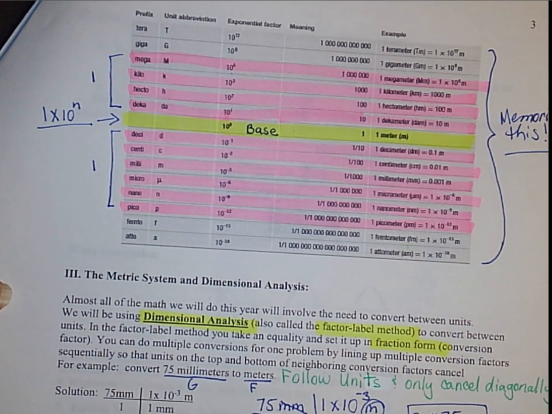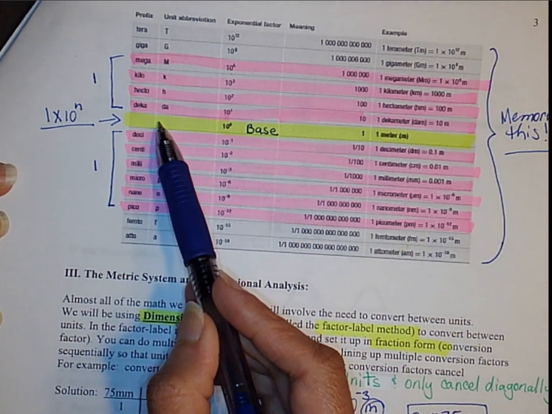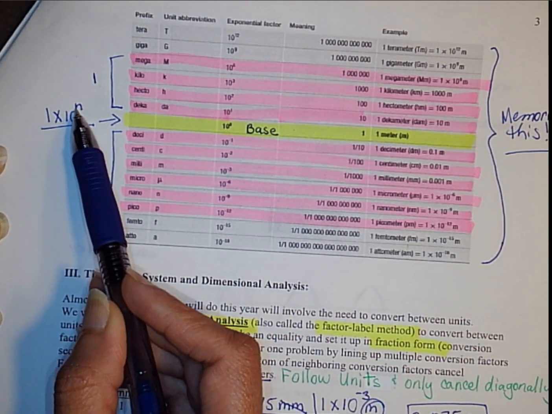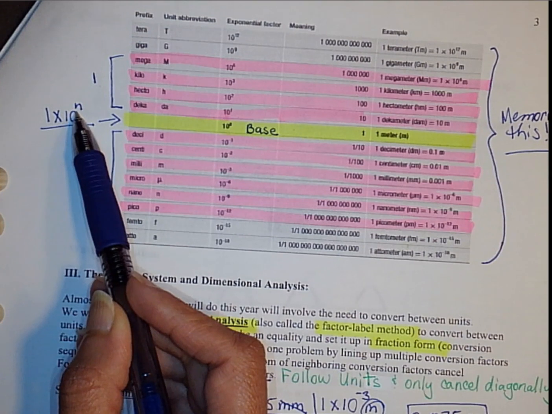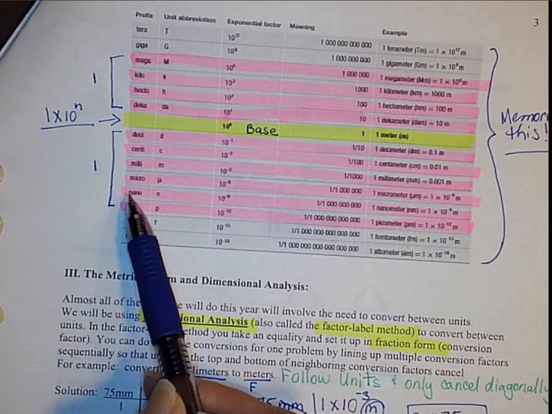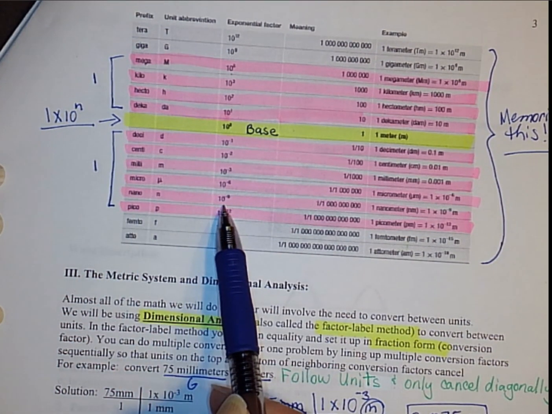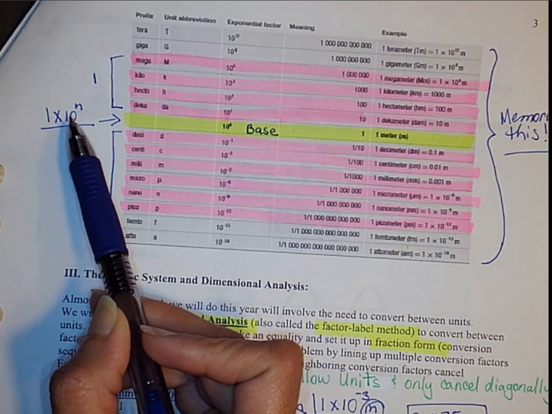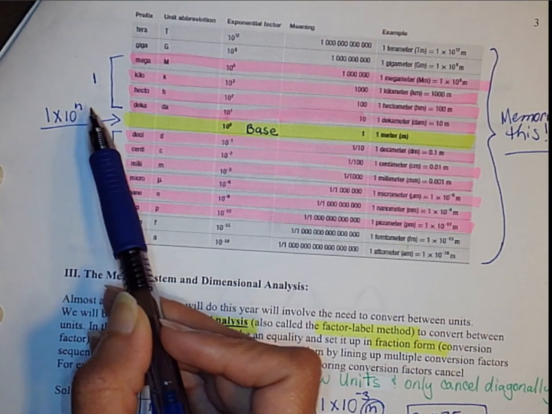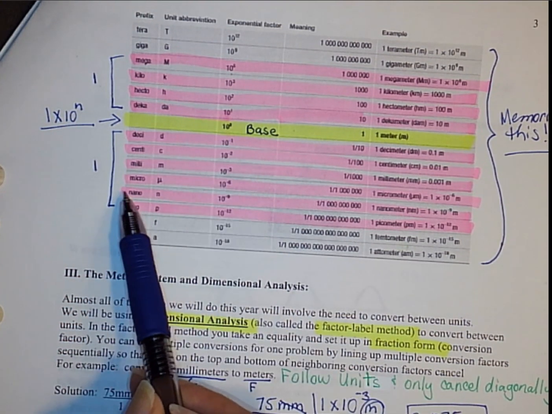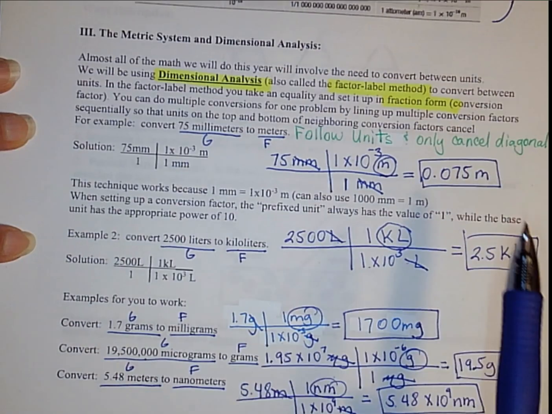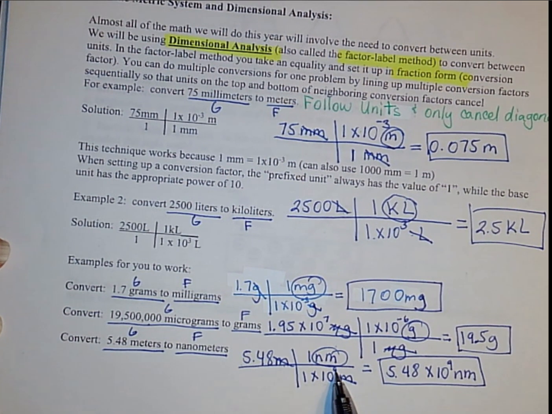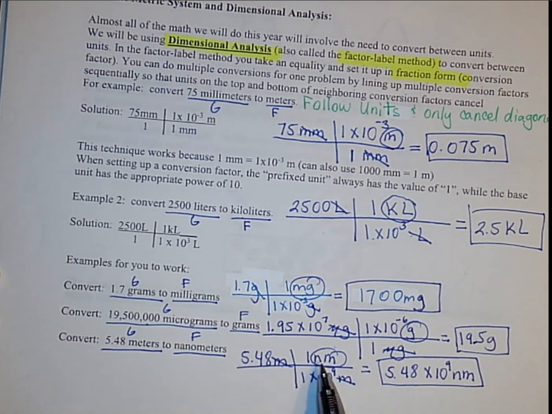Looking back at your chart over here, we're going from meters to nanometers. So meters is 1 times 10 to the blank power. How do we know what power it is? We'll go to nano, and under exponential factor it says -9. This -9 is for your base, so 1 times 10 to the -9 meters will equal 1 nanometer. And that's exactly what I have here. 1 times 10 to the -9 meters is equal to 1 nanometer.